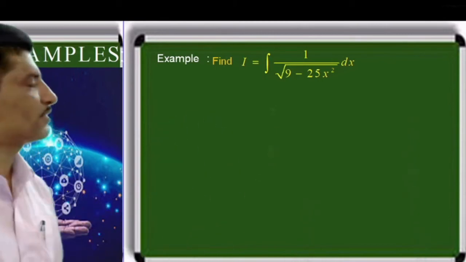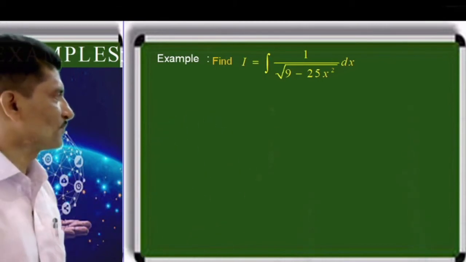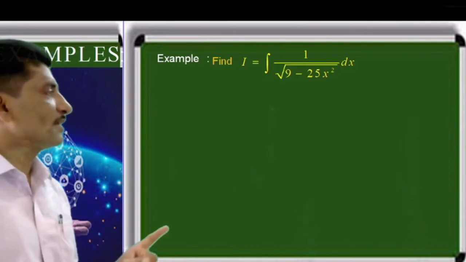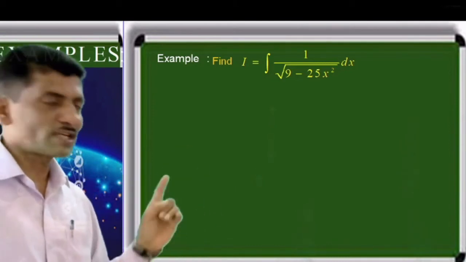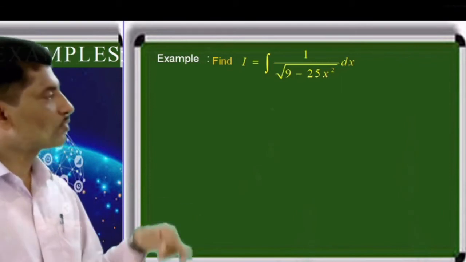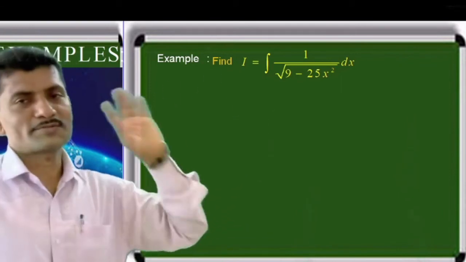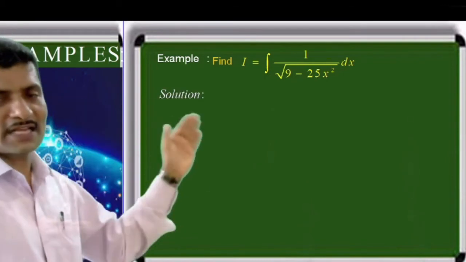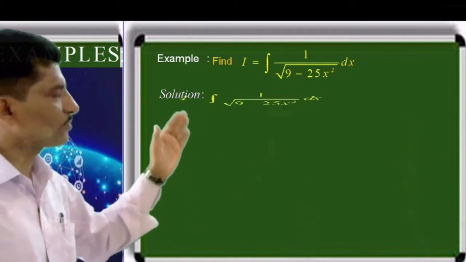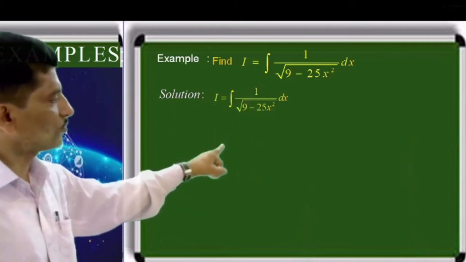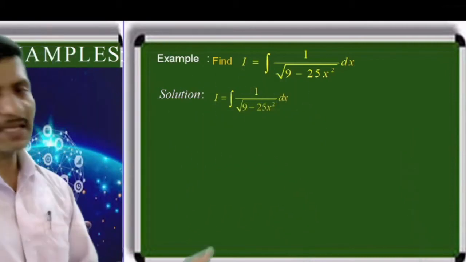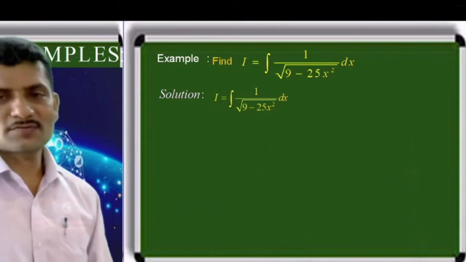You can know the method with this example. Here, 25 into x square is not an x square, it is only a function. If it is 5x whole square, then we can use the method of substitution. First take I as the given function. I is equal to integral of 1 divided by root of 9 minus 25x square into dx. If I take 5x is equal to t.